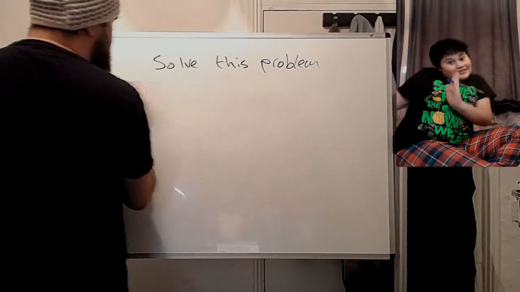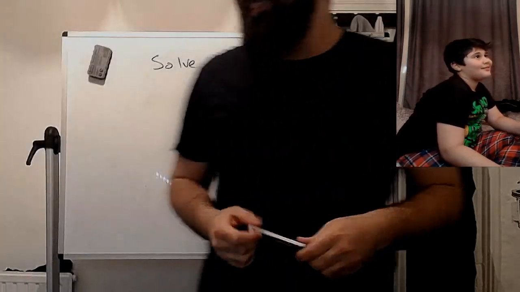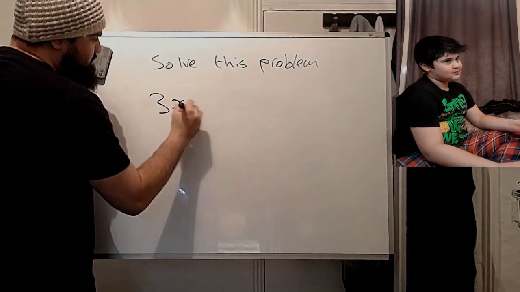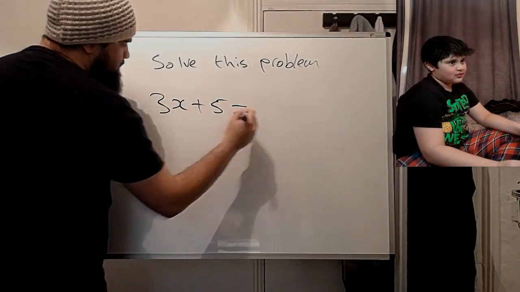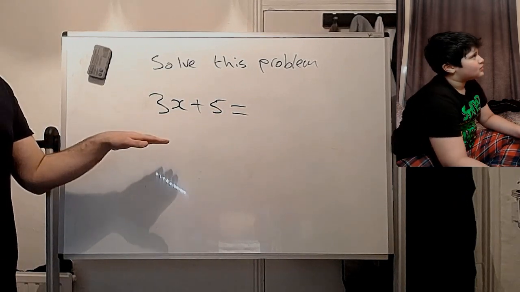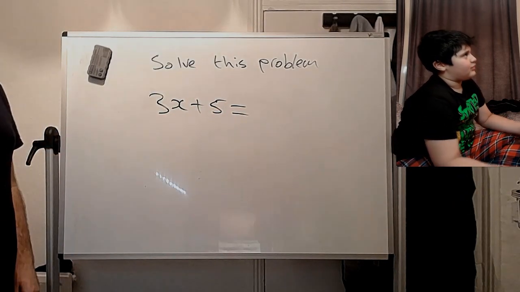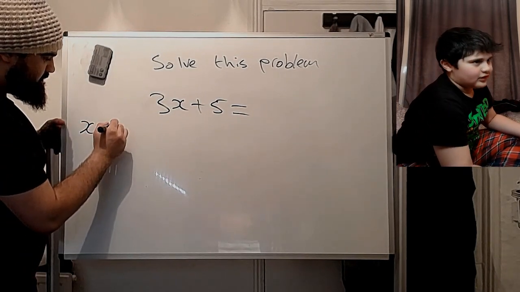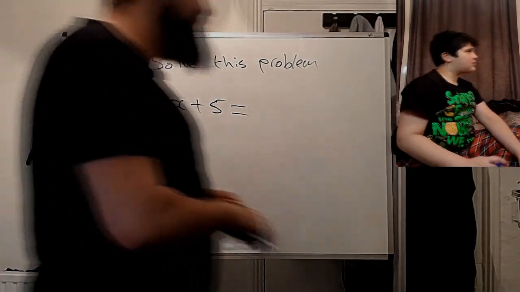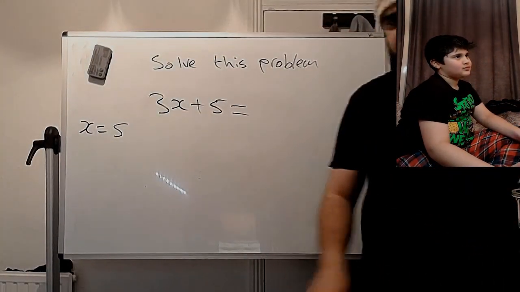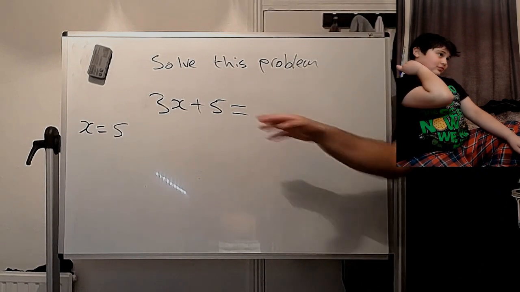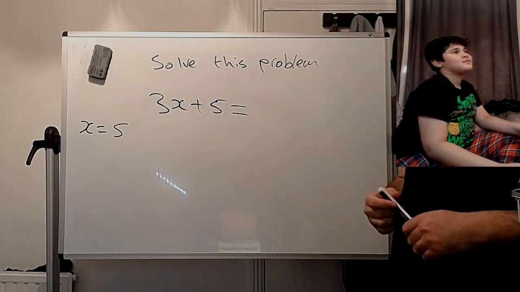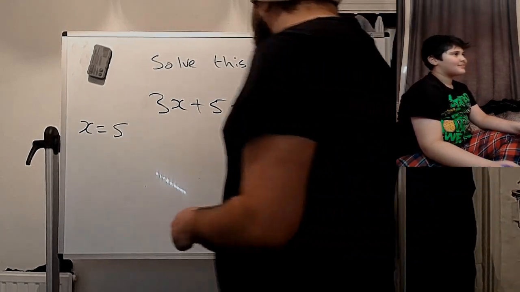So, solve this problem. I'm gonna give you 3x plus 5. Can we solve this problem at the moment? No, because we don't know what x is. And now I'm going to tell you x equals 5. So solve this problem, and if you get this right, we can end the lesson here, and I will be confident that you understand when a number is being multiplied. I know the answer. What's the answer? 20. Awesome, my bro.